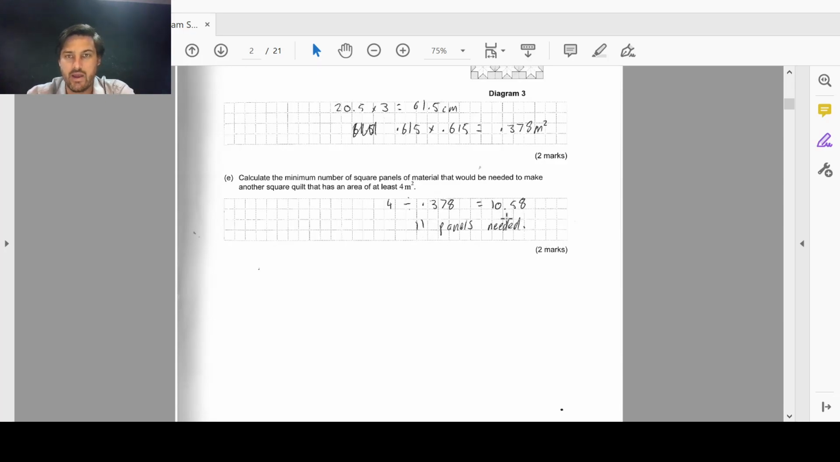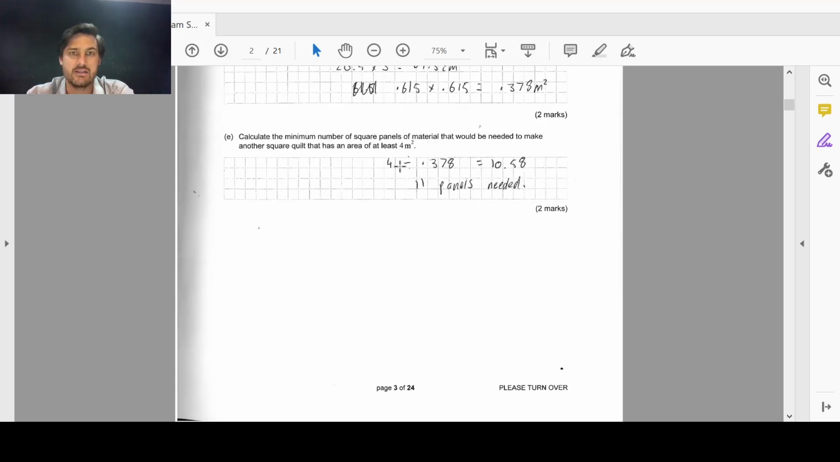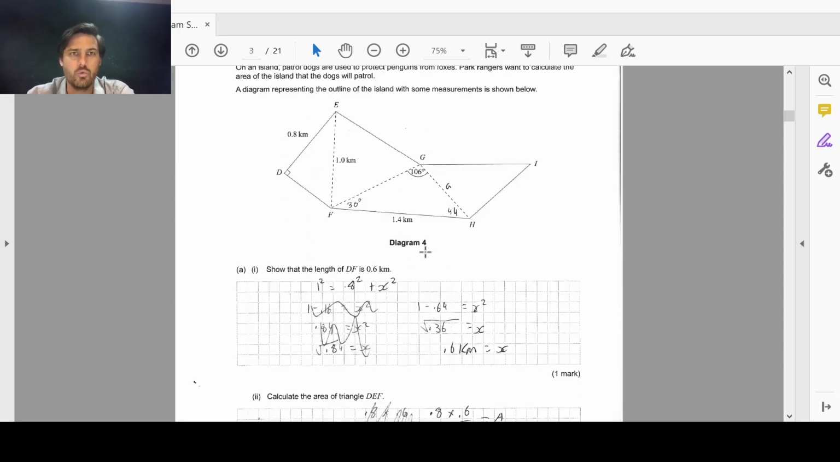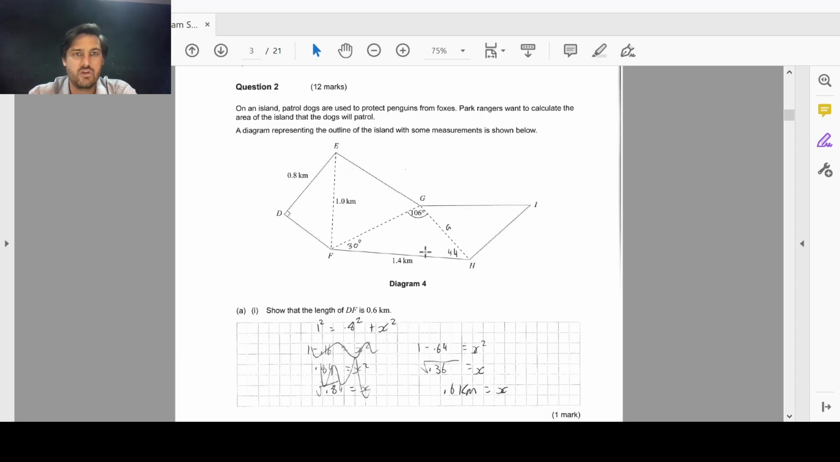This is a classic example of the question where you need to round up. If we round down, then we wouldn't have enough. We need to round up so that we've got enough panels to make it at least 4 meters squared. Hopefully you're still following along. Question 2. We're getting into some trigonometry here. We've got a diagram. I'll let you read that as well.